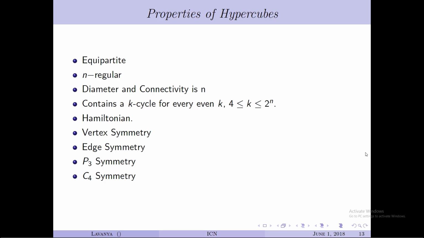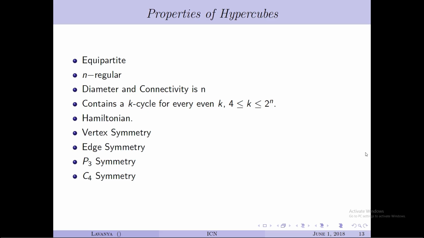Not only edge, I can even extend edge to P3. So, a path on 3 vertices. A P3 symmetry also exists. You take any 3 vertices that are connected by a path, and you give me any other P3 in the same graph, I will be able to give you an automorphism map which takes the first vertex to the first vertex there, and all the 3 vertices are getting mapped correspondingly, and the adjacency of the whole network is also preserved.